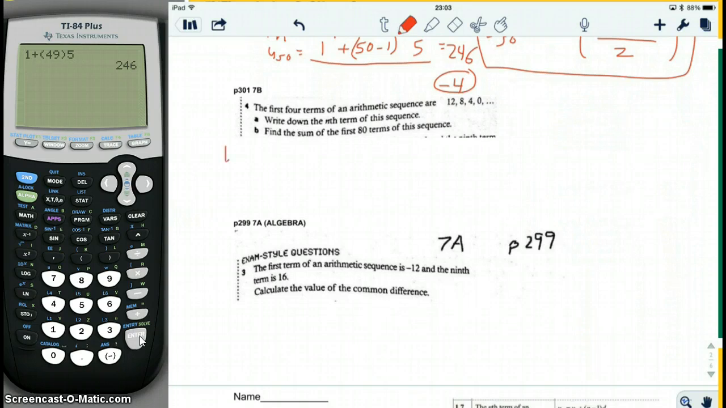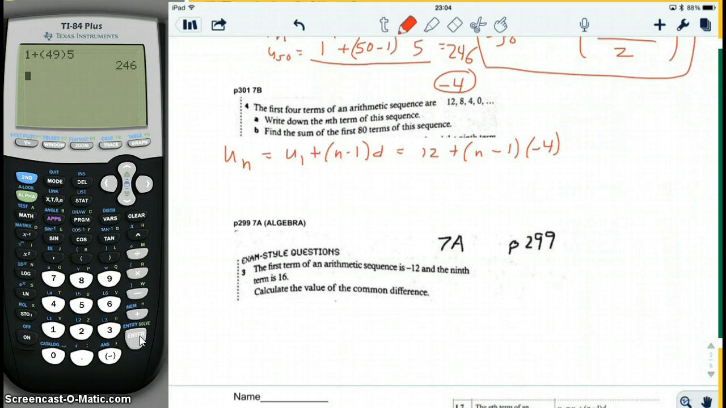So write down the nth term of this sequence. You use the same equation again, except now they're just saying the nth term, so you don't even need to plug in any n. You just use the equation. u1 is 12, n is n, and the common difference is negative 4, remember. Okay, so that's your equation.